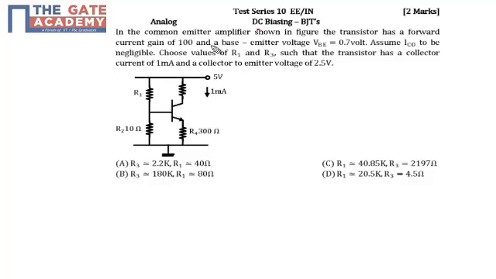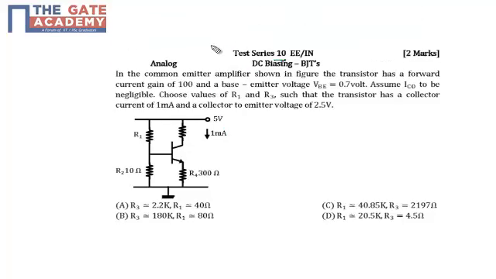Hello friends, this question is from test series number 10. Subject name is analog and topic name is DC biasing. It's a 2 marks problem.